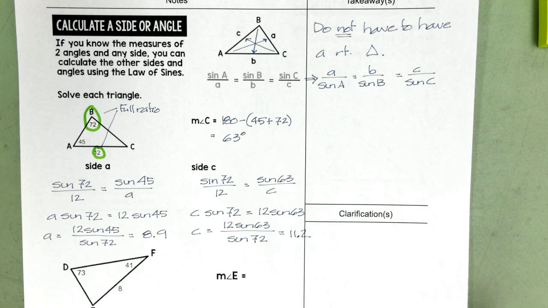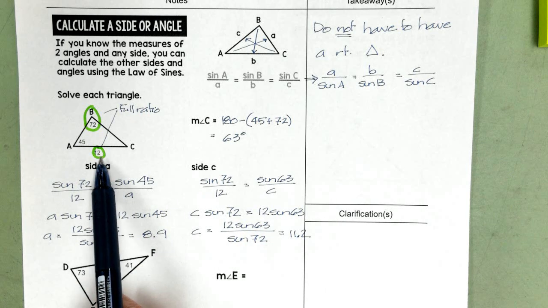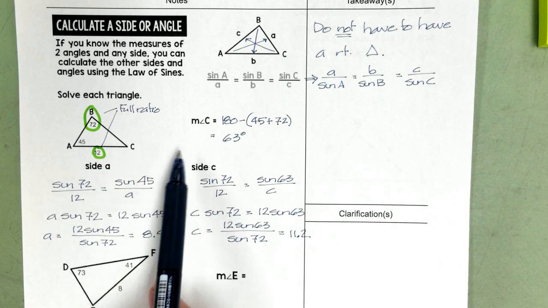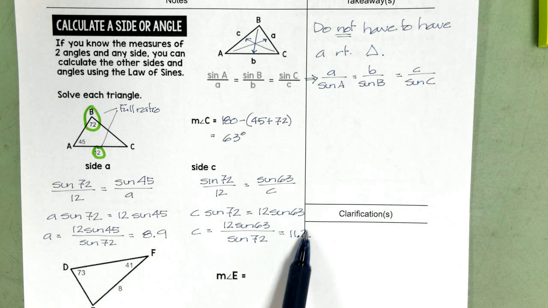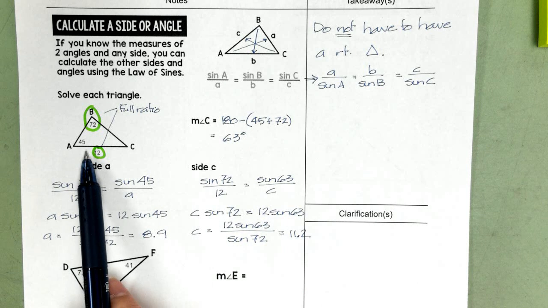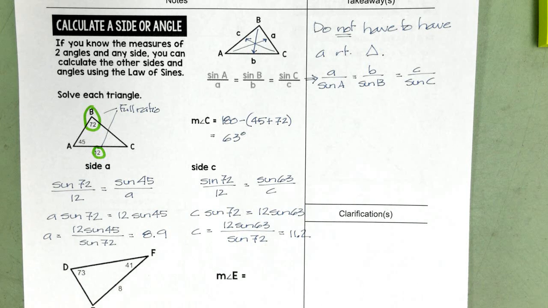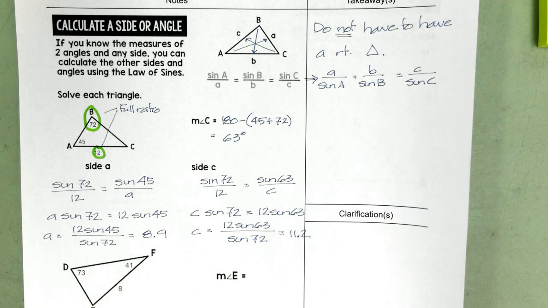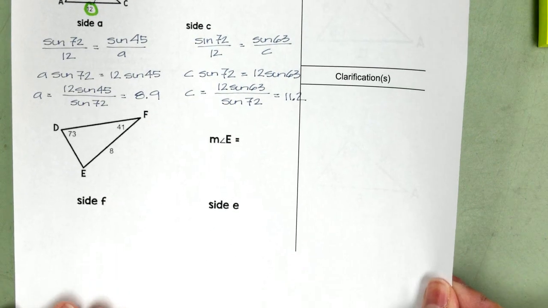And you can do a quick check. The largest angle is 72, the longest side is 12. The next largest angle is 63, the side is 11.2. The smallest angle is 45, and a is the shortest side. So we've got those all in order.